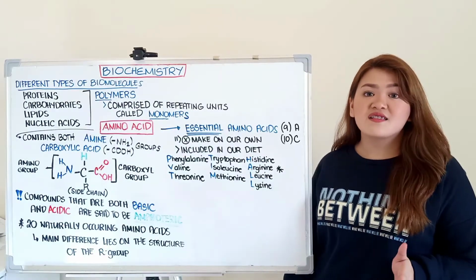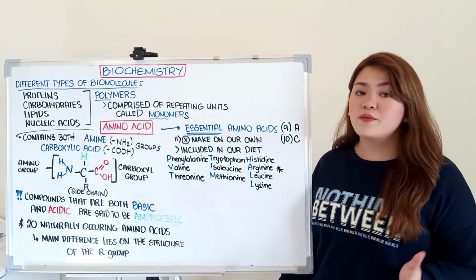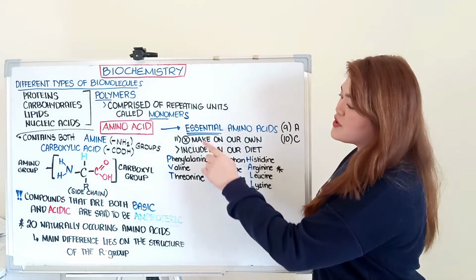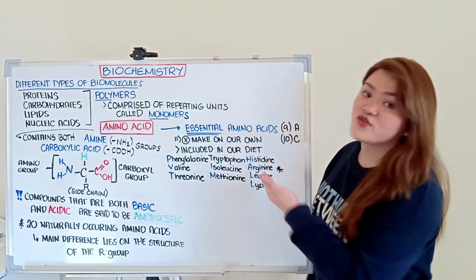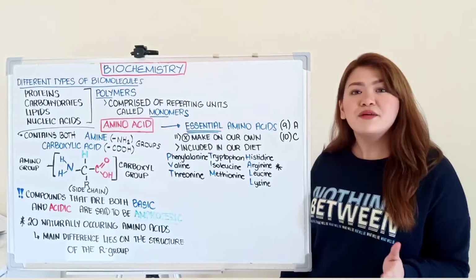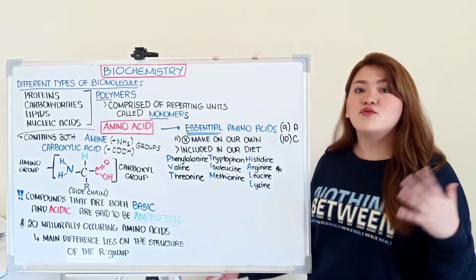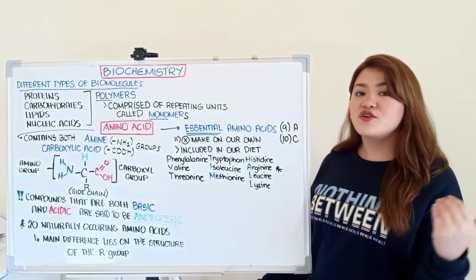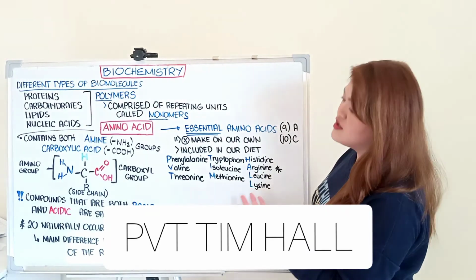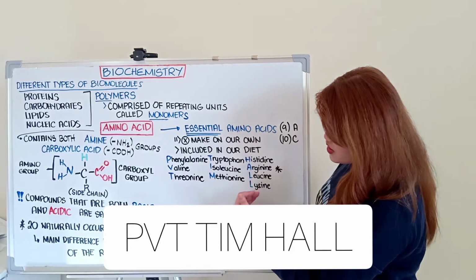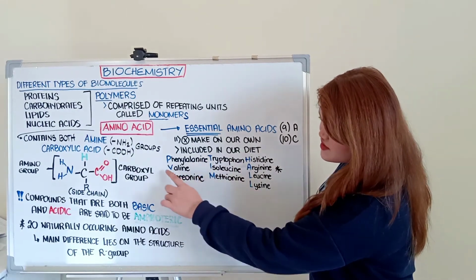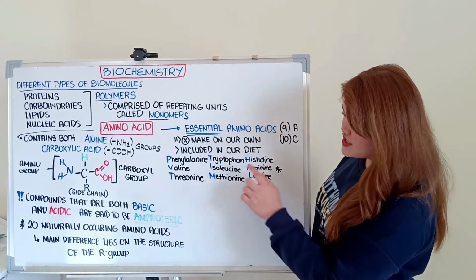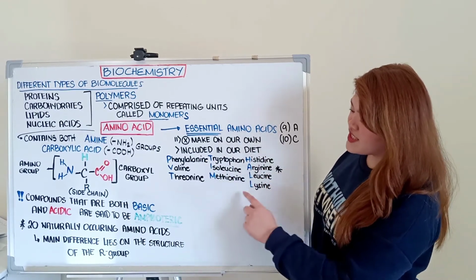There are amino acids that we cannot synthesize in our body and we call them essential amino acids. Essential because we should include it in our diet or sa food na kinakain natin. Marami tayong minimemorize, so useful kung gumagamit tayo ng mnemonics. For essential amino acids, you can remember private Tim Hall, that's PVT, Tim Hall, which means phenylalanine, valine, threonine, tryptophan, isoleucine, methionine, histidine, arginine, leucine, and lysine.